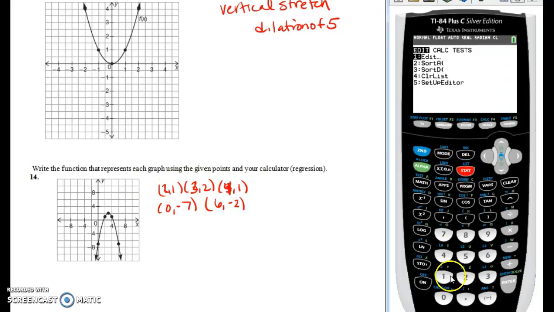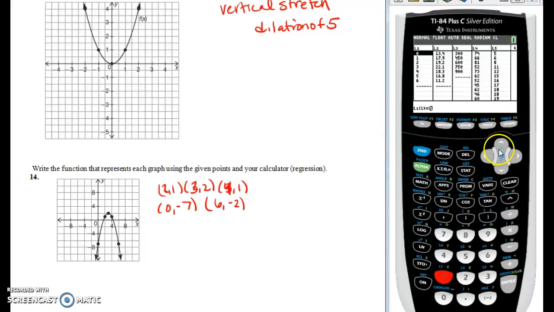You go to Stat, you go to Edit, and you're going to type in your points. So again, this point looks like it's 2, 1. So the list 1 would be 2, and its matching value would be 1 in list 2. And then you go back through. The next point over was 3, 2. So this would be 3, enter, and this would be 2, enter. Go over the next point. Looks like it's 4, 1.